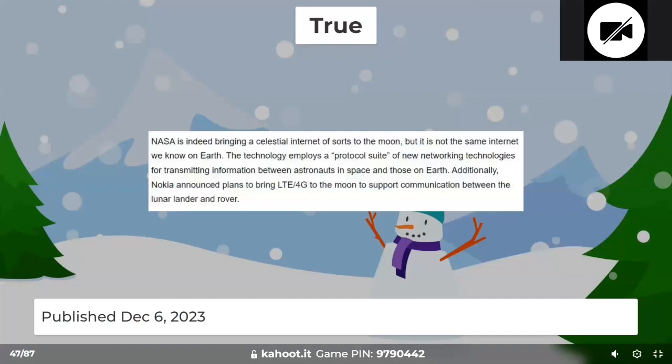So they indeed are bringing internet to the moon, but not the same kind of internet that we have here on Earth. Their goal is to be able to communicate between their lunar lander and their rover. So they're going to have a different kind of internet on the moon for better communication. But you're not going to be able to have internet that connects here on Earth and be able to talk to somebody on the moon. So you've got to look at that headline and go beyond it to figure out the real story behind it. What are they actually doing on the moon? So again, go beyond the headline. This was published about a week ago, December 6th.